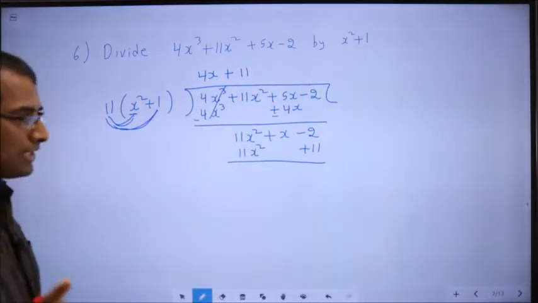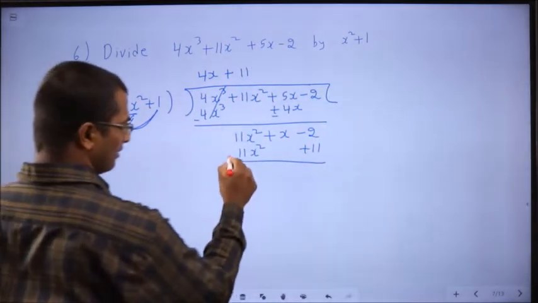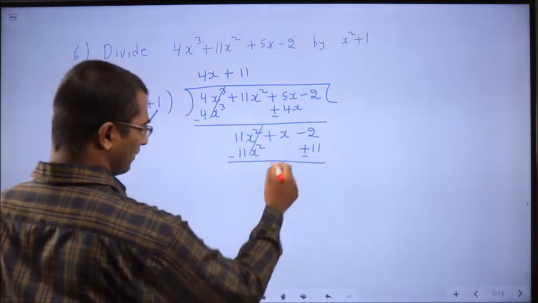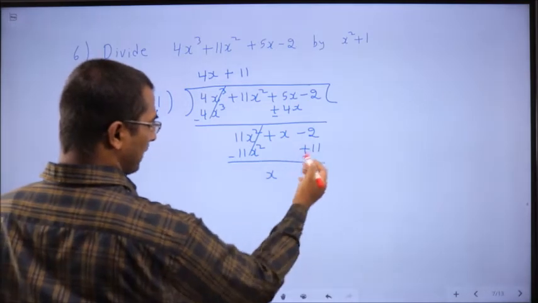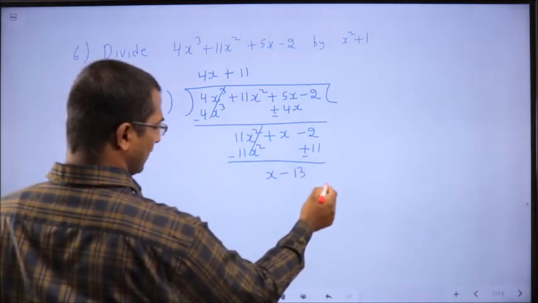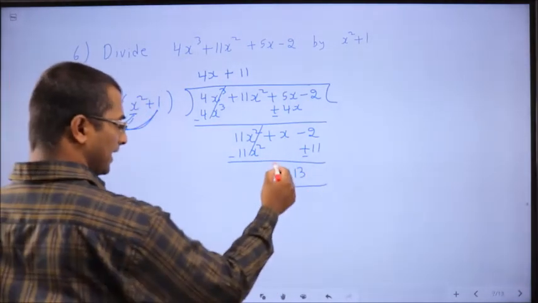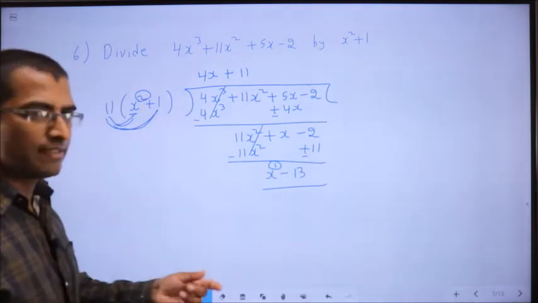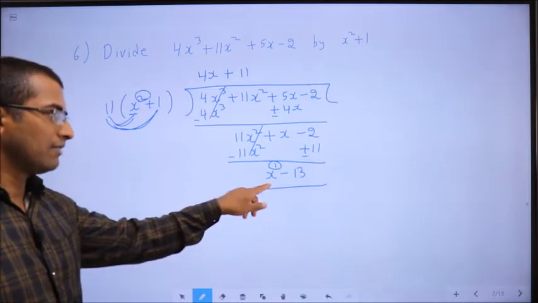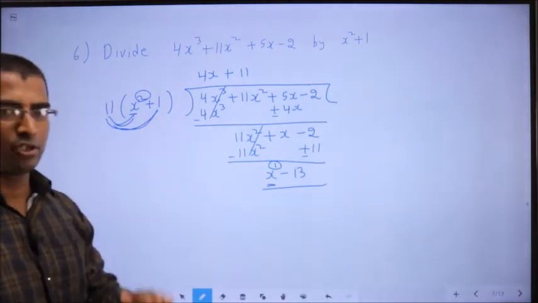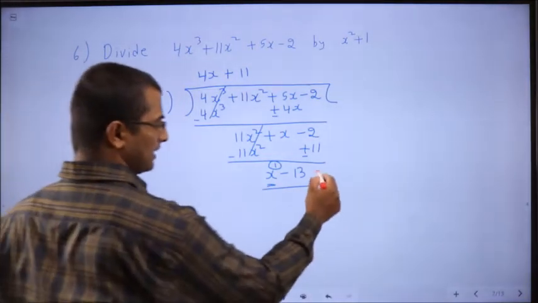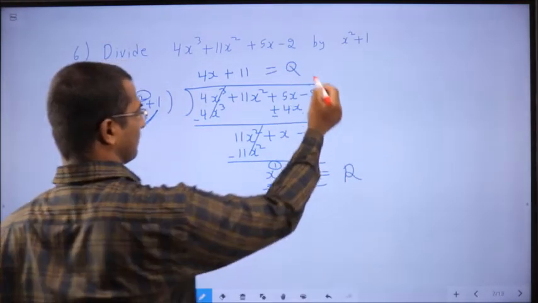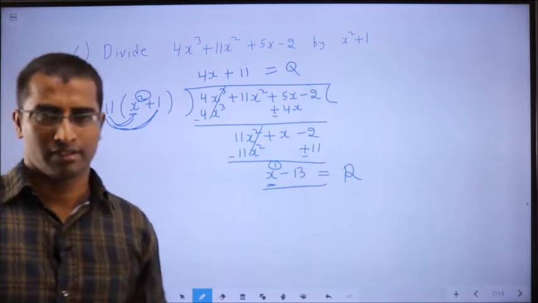Okay. Now change the sign. So minus plus make it minus. This cancel out. Here plus x minus 2 minus 11, minus 13. Here the degree is 1 and here it is 2. So this is where we stop. Whenever degree of this is smaller than this, we stop. And we say this is the remainder and this is the quotient. Okay.